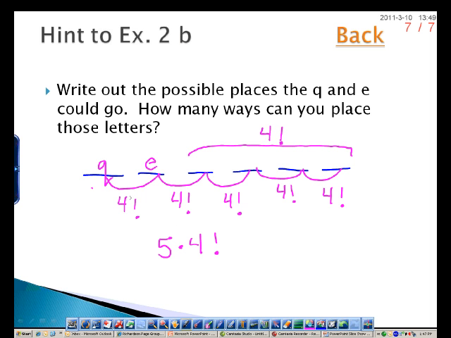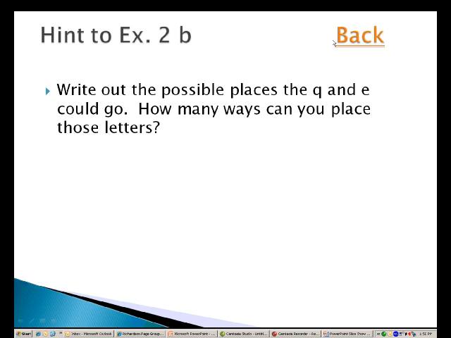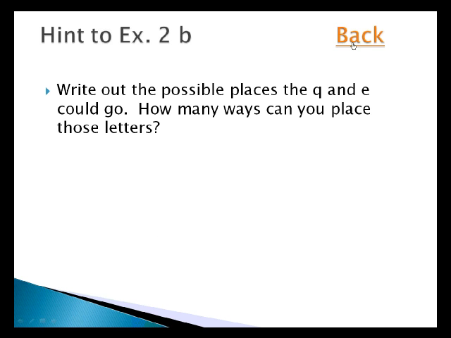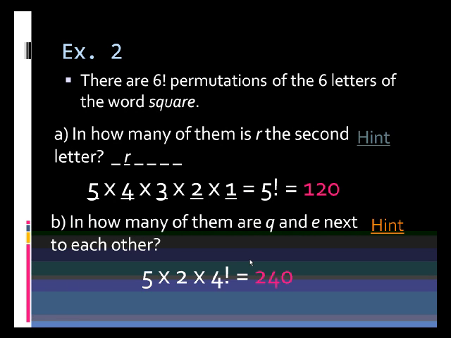Are these all the possibilities with Q and E next to each other? No, why not? Yeah, we can flip them. So if I flip Q and E, what does that do to my total number of arrangements? It doubles it. So this is now 5 times 4 factorial times 2. This is how we're going to come up with our final answer. Okay, cool. And what do we get when we do 5 times 4 factorial times 2? 240.